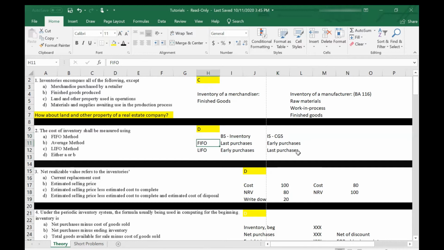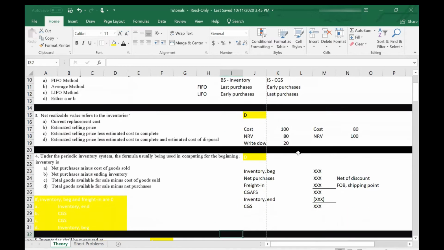It's the reverse for LIFO. Last in, first out. Last in, unang lalabas or unang mabibili. Last purchases will be reflected in your income statement, again through your CGS account or cost of goods sold account. Your early purchases will be reflected naman in your inventory, ending inventory, to be reflected on the face of your balance sheet or statement of financial position. I hope that's clear.